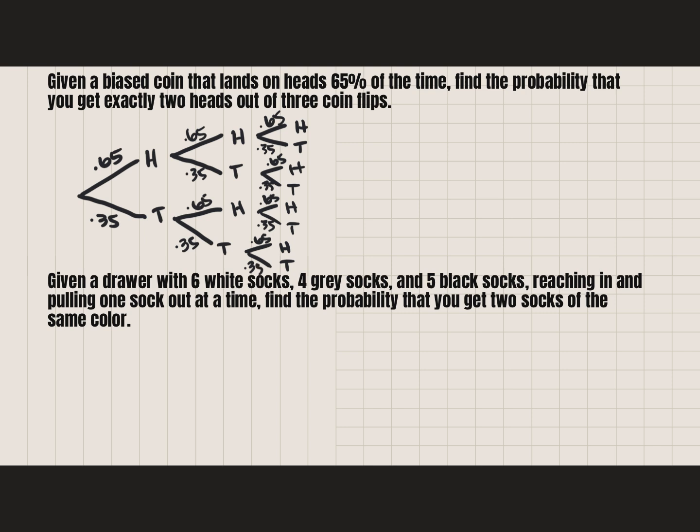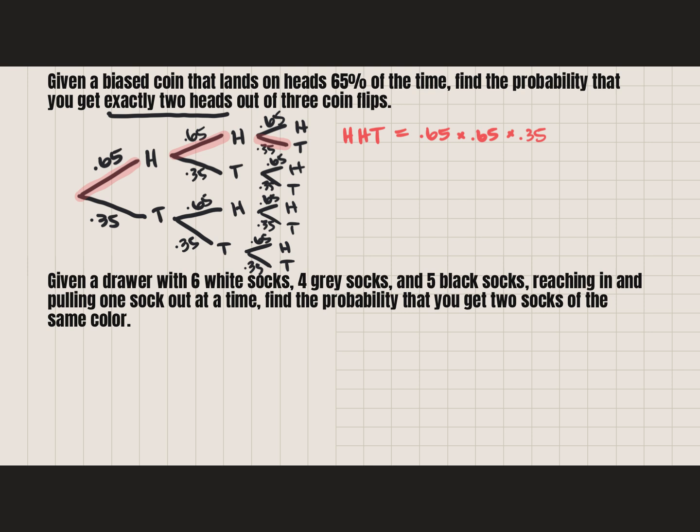And then what we can do now, if I want probability exactly 2 heads out of 3 coin flips, well, I have a couple of different ways I can get that. I could get that by getting heads, heads, and then tails, and I multiply the probabilities as I go down my tree, as I go down the branches of that tree. So I'm going to take that 0.65 for the first heads times the 0.65 for the second heads times the 0.35 for the tails, because these are all independent events.